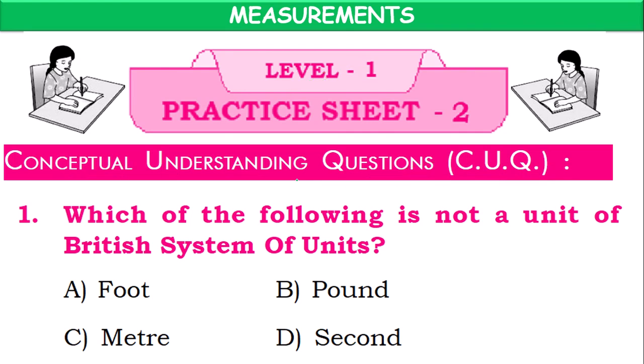Conceptual understanding type questions. Which of the following is not a unit of British system of units? British system means FPS system. FPS system is called the British system. Foot, pound, second. So meter is not a part of the British system of units. So option C is correct.